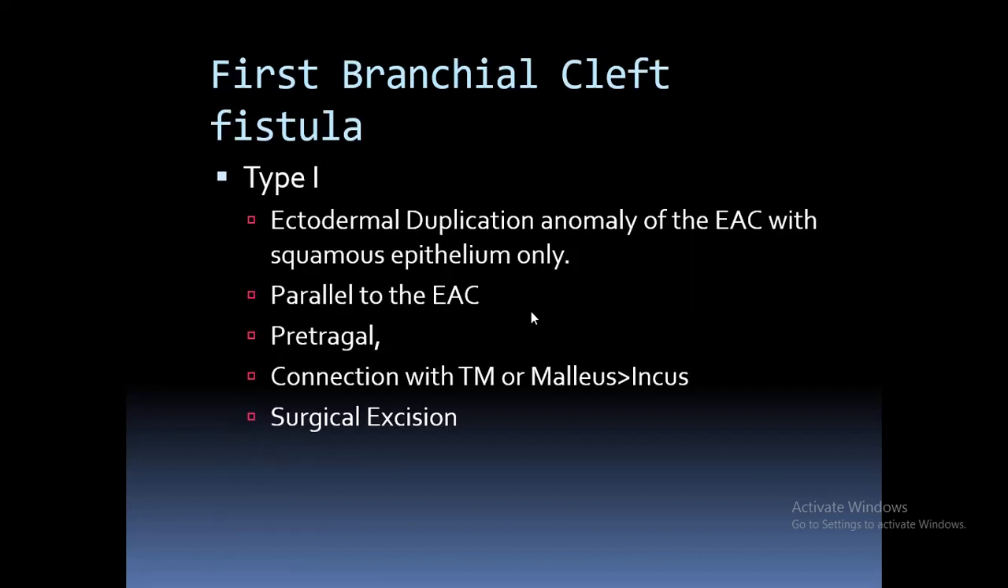Starting with the first branchial cleft fistula, there are two types, type 1 and type 2. Type 1 has ectodermal duplication anomaly of external auditory canal with squamous epithelium only, and it runs parallel to the external auditory canal. Usually it is pretragal and there can be connection with the tympanic membrane or malleus or incus, and the treatment is surgical excision.